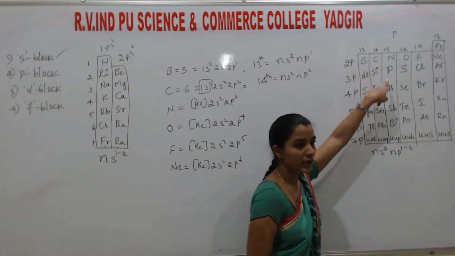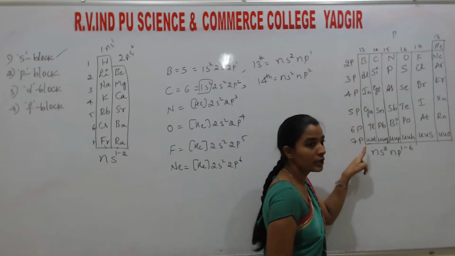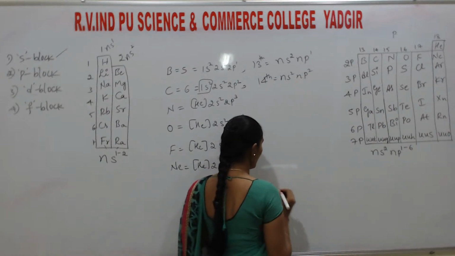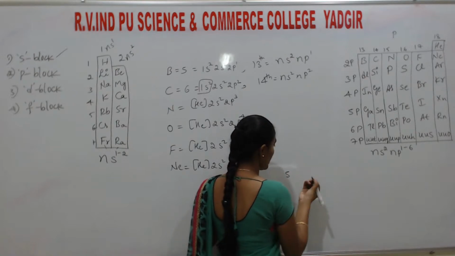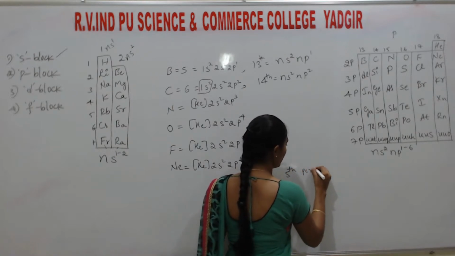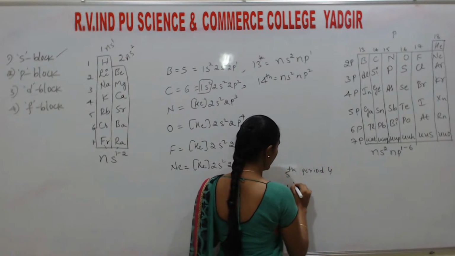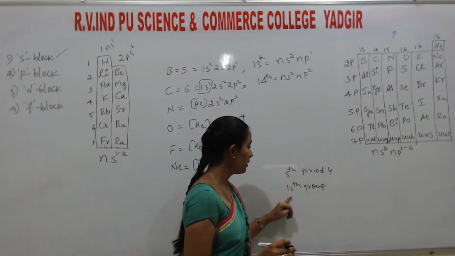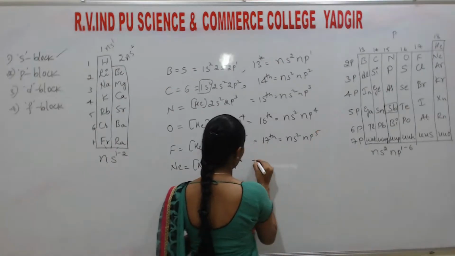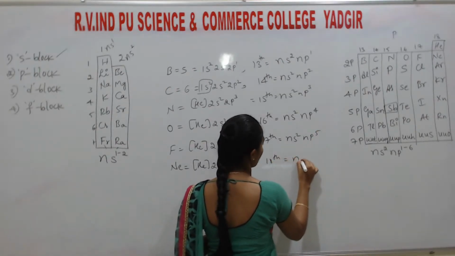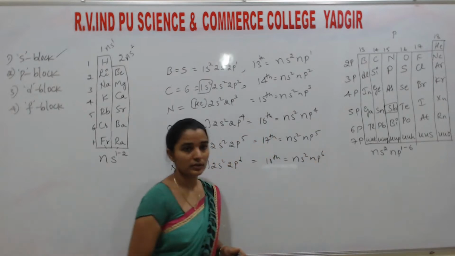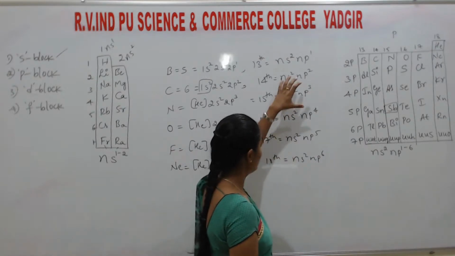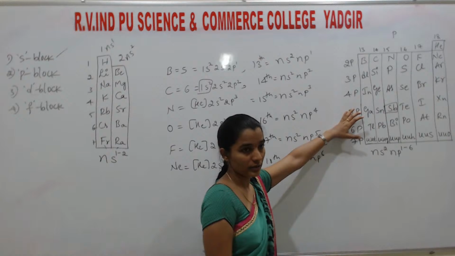Here, 2p1: n means it belongs to the second period, and p1 means it belongs to the 13th group. Next, np2. Remember, if any element belongs to the 5th period and 15th group, that is 5p3. And the 18th group general electronic configuration is ns2 np6. Understand? So this is all about the general configurations.